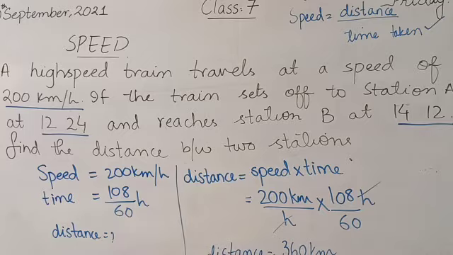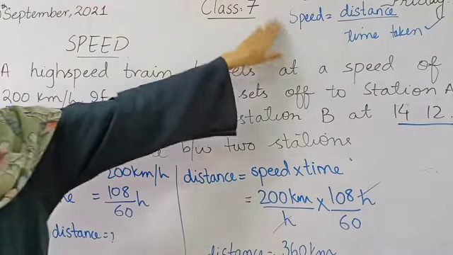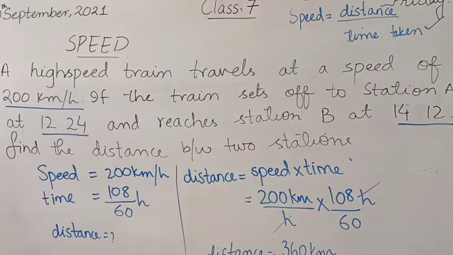First of all, we will calculate the time by subtracting these two times and converting them into hours. And we want to find out the distance. So, modify this formula for distance and put the values. After multiplication and division, you will get the answer, which is equal to 360 km.